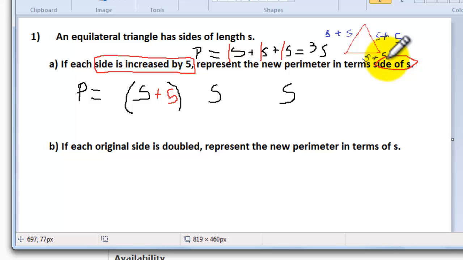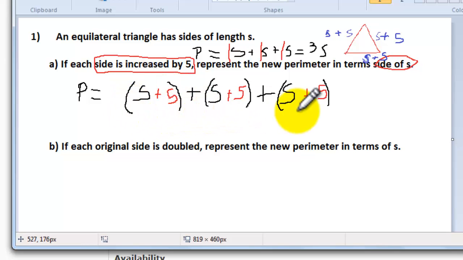It's not asking us to solve for the perimeter. Okay, so that's S plus 5. It looks kind of like 5 plus 5, but it's S plus 5. So we do that to each of these S's. And we know we have to add each side to get the perimeter, so we are adding in between. So we are adding S plus 5 three times.